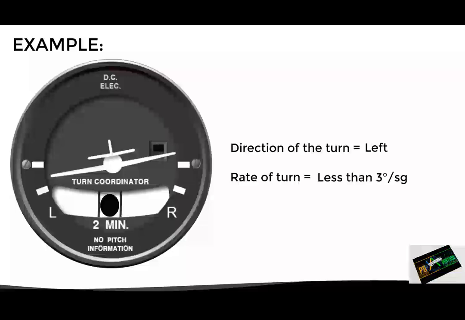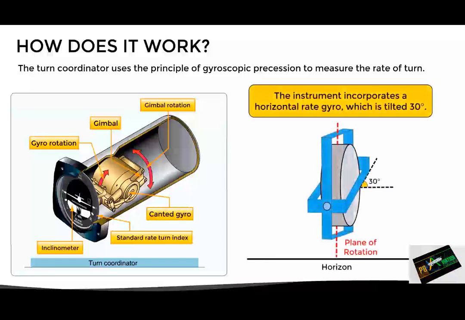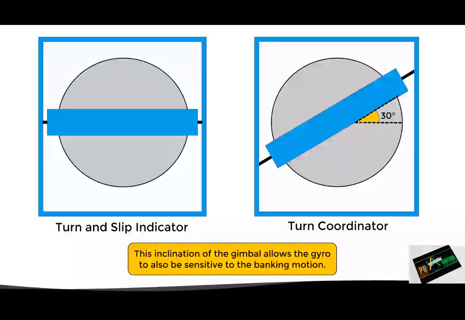Having seen how to read this instrument, let's take a look at how it works internally. As with the turn and slip indicator, the turn coordinator uses the principle of gyroscopic precession to measure the rate of turn. And although it also incorporates a horizontal rate gyro, the difference is that it is tilted 30 degrees. This means that if we compare the internal mechanism of a turn and slip indicator and a turn coordinator, we will see that the gimbal of the turn coordinator is tilted 30 degrees. This inclination of the gimbal allows the gyro to also be sensitive to the banking motion, not only to the heading changes. Apart from this, both instruments are practically identical.